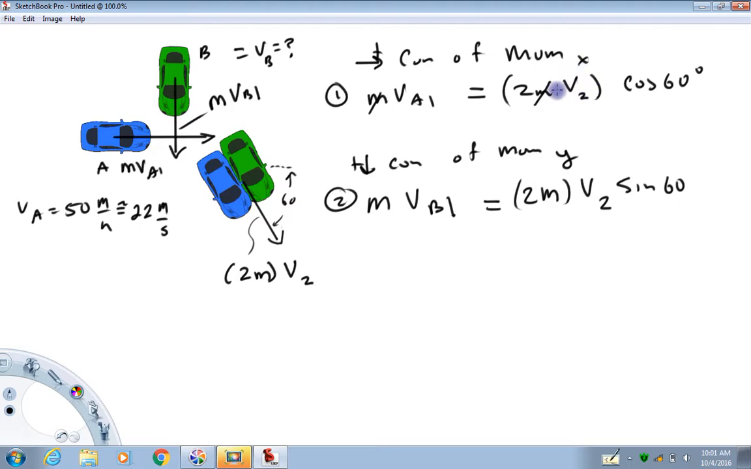And I should be able to solve that for V2 by taking VA1 and dividing it by 2 and then dividing by cosine 60. Interestingly enough, cosine 60 is 1/2, so V2 and VA1 are equal. In this case, 22 meters per second. Now that's just sheer coincidence by the numbers that I happen to choose. Usually this will not occur.